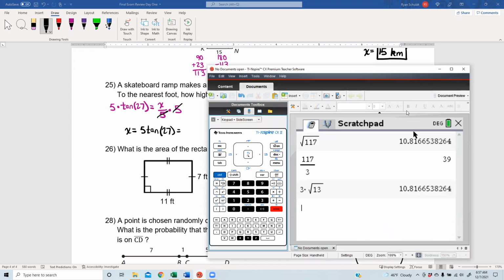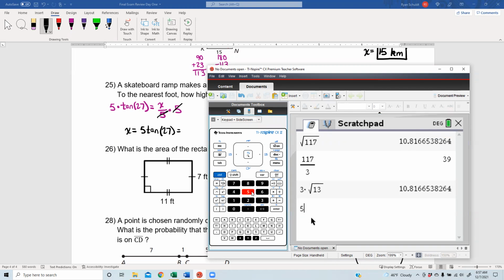Now, I need to make sure my calculator is in degrees. If I look on my calculator screen, it says degrees in the top corner. I'm good. If it had said radians, you could just go up there with your mouse, click it, and it changes it to degrees.